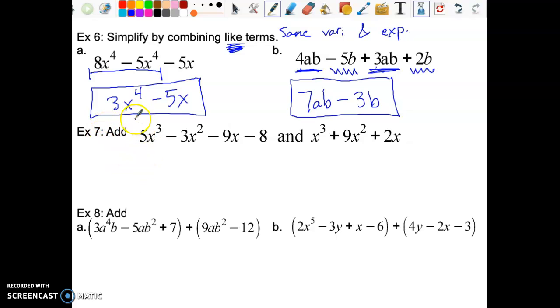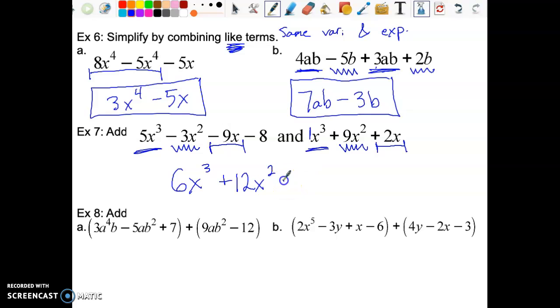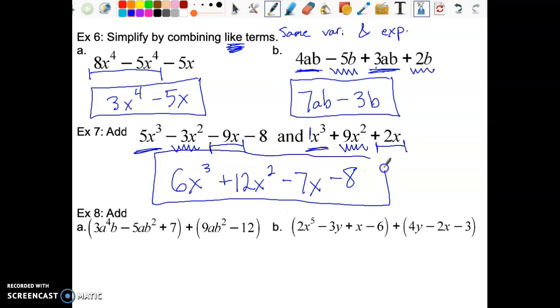Now exercise 7, combining like terms, even though it doesn't say it, just add. 5x cubed plus 1x cubed is 6x cubed. Negative 3x squared plus 9x squared. Notice the sign in front is stuck to it. So negative 3 plus 9 is 12. Negative 9x plus 2x, same variable, same exponent, that's negative 7x. And there's nothing like with that minus 8. There we go, so we're done with that.